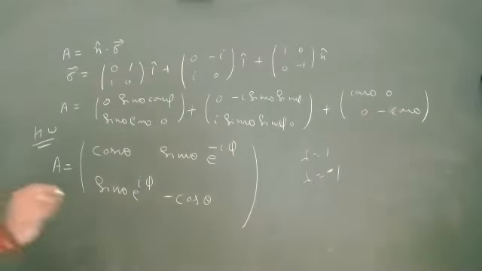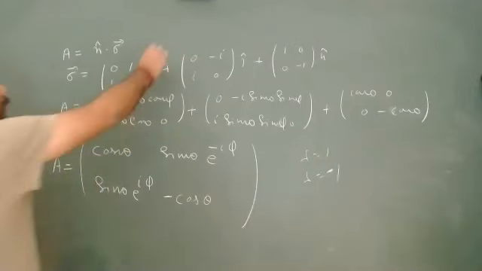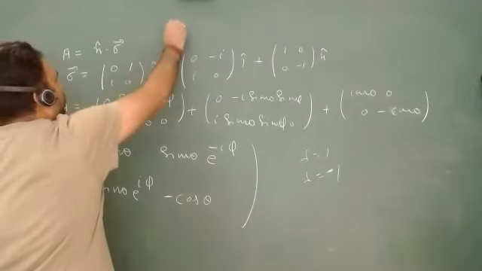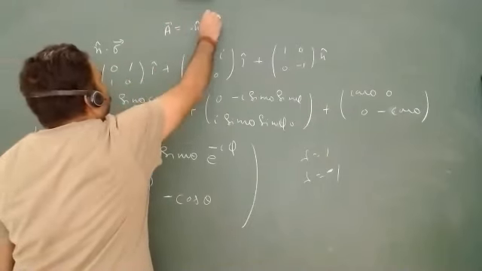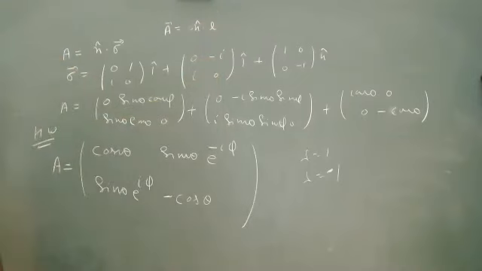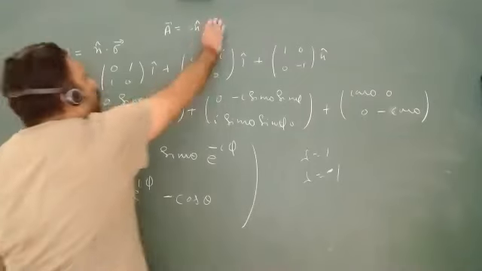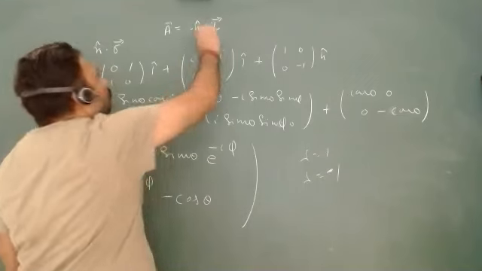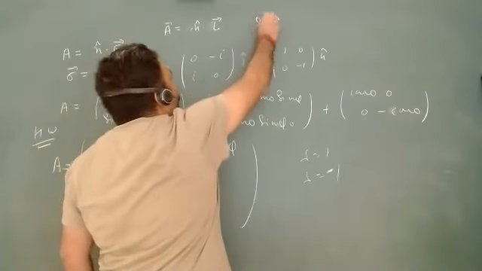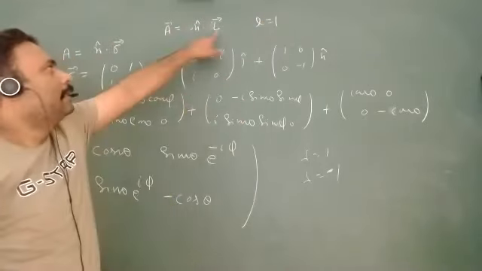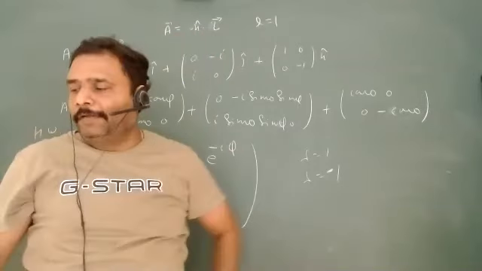Now, why am I doing this? If I give you a vector A, that is n cap dot L, suppose this type of thing. For L equal to 1, where L is angular momentum, what will be the eigenvalue of A?